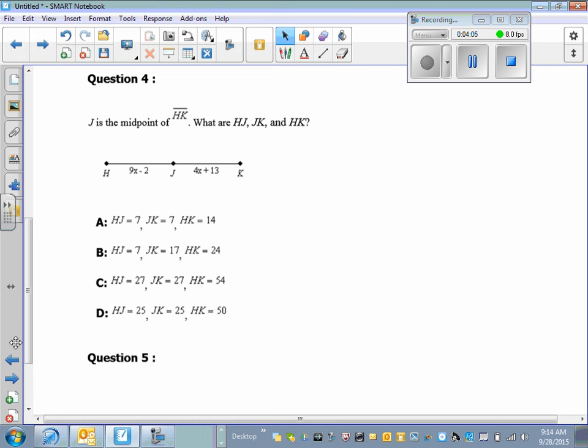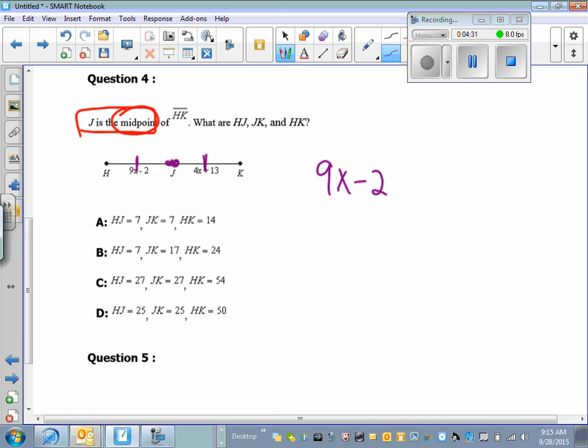J is the midpoint. Knowing J is the midpoint is the keyword. Every time you hear midpoint or bisector, you know it's going to cut the segment into 2 equal parts. So knowing that J is the midpoint, this piece here is going to equal this piece. So you set 9x minus 2 equal to 4x plus 13. You only set them equal if you know it's a midpoint or if it says bisector.